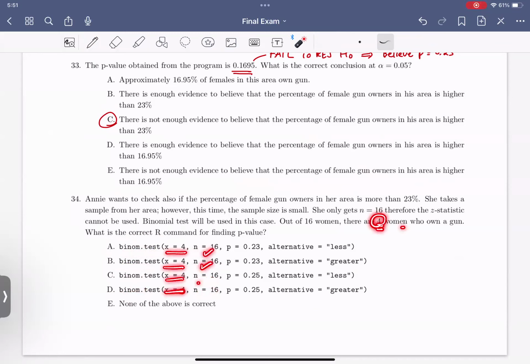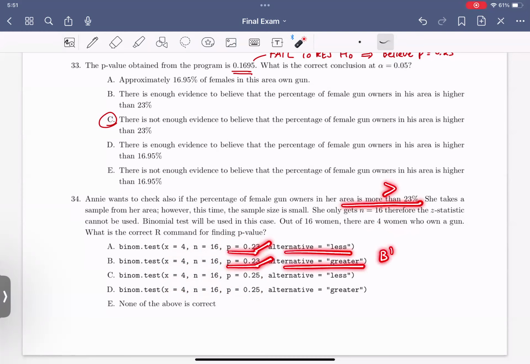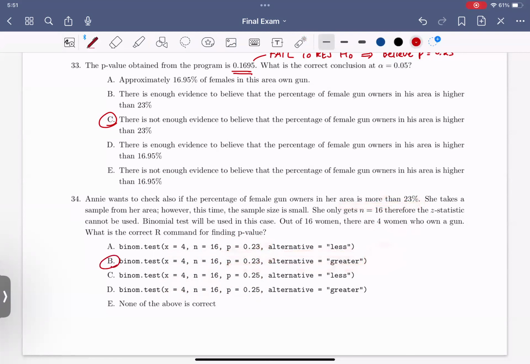So it looks good, A, B, C, D. Now, the p here is going to be the value that you want to test, which is actually 0.23, right? Because you want to test whether in her area the percentage of female gun owners is more than 23 or not. So it's actually 0.23 here. And the alternative hypothesis, you just put it in. So it's going to be choice B here. All right, so choice B is the correct one. This one is going to give you the p-value for the test corresponding to it.